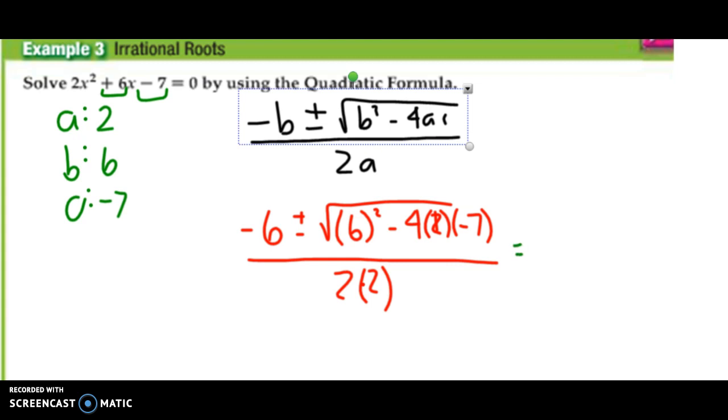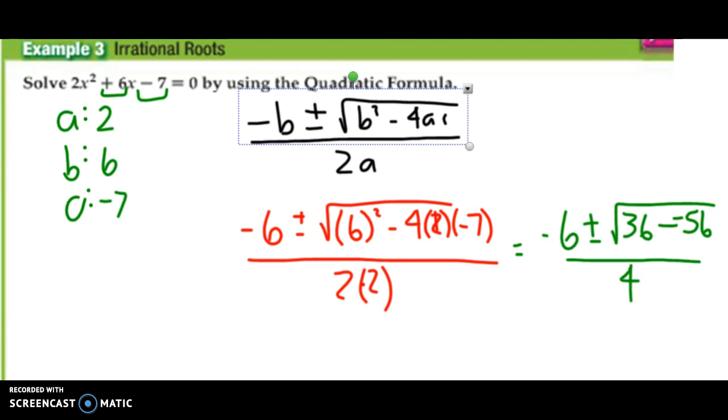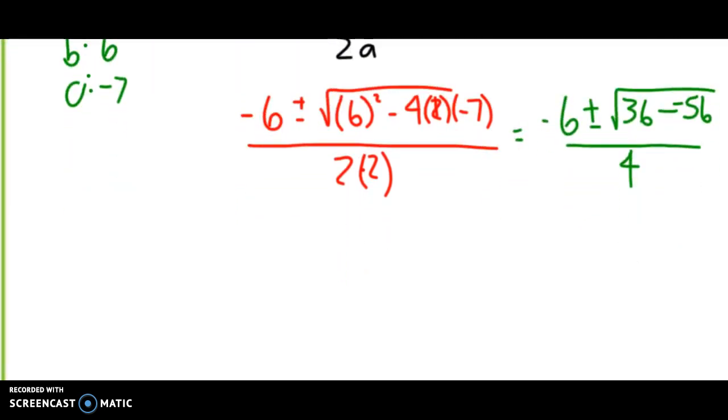So let's simplify. It'd be negative 6 plus or minus the square root of, well, 6 squared is 36 minus 4 times 2 is 8, and 8 times negative 7 is a negative 56, all over 2 times 2, which is 4 on the bottom this time. Again, we can simplify. You'll see that minus a negative is adding. So I get negative 6 plus or minus the square root of 36 plus 56, which is 92, all over 4. Now this is a great example of when your calculator can come in handy.